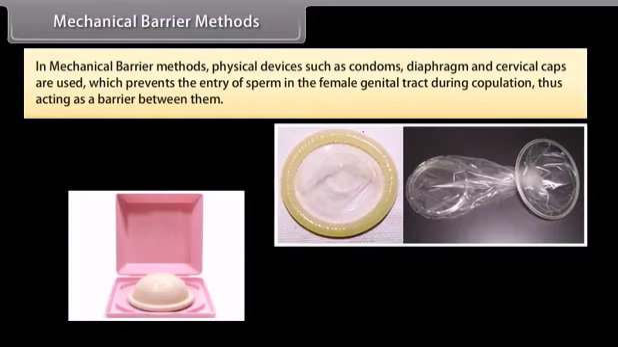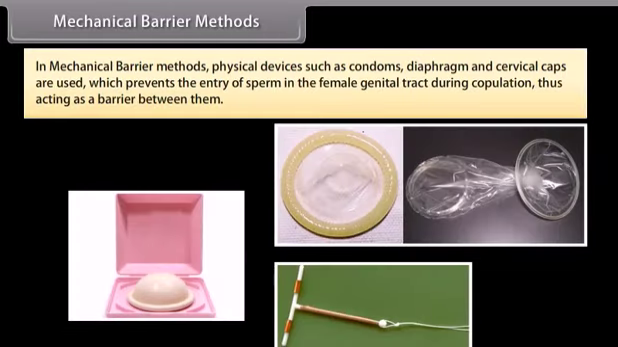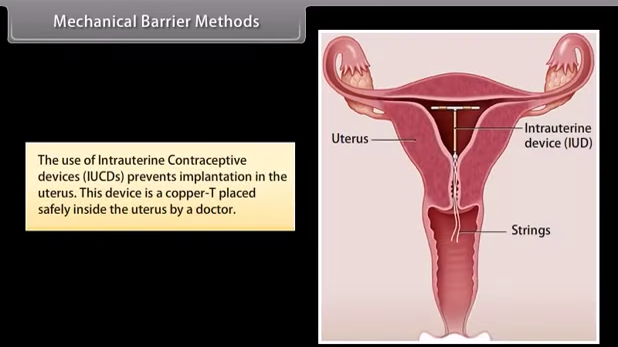Mechanical barrier methods. In mechanical barrier methods, physical devices such as condoms, diaphragm, and cervical caps are used, which prevent the entry of sperm in the female genital tract during copulation, thus acting as a barrier between them. The use of intrauterine contraceptive devices, IUCDs, prevents implantation in the uterus. This device is a copper T placed safely inside the uterus by a doctor.